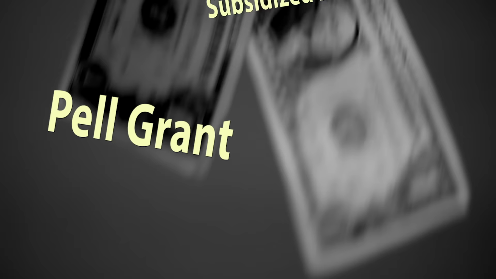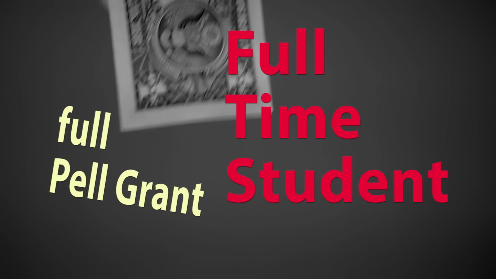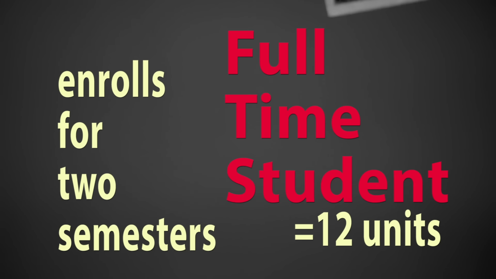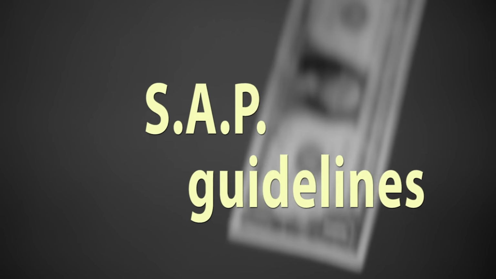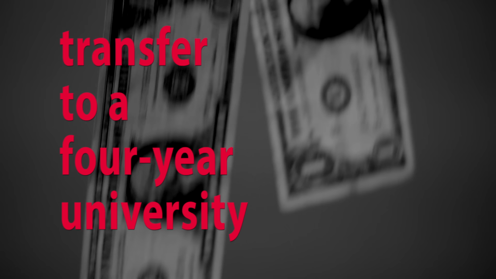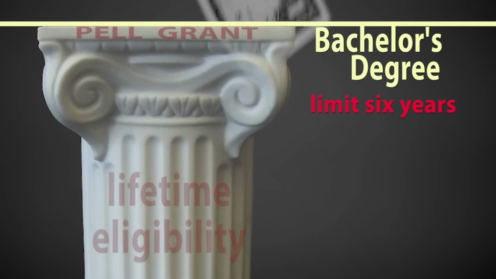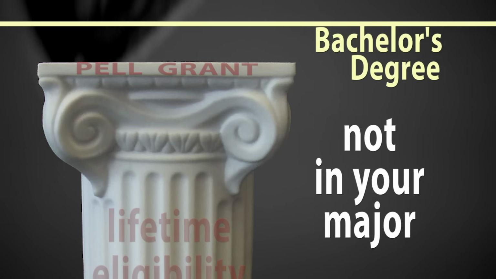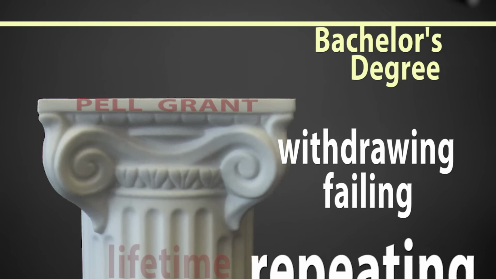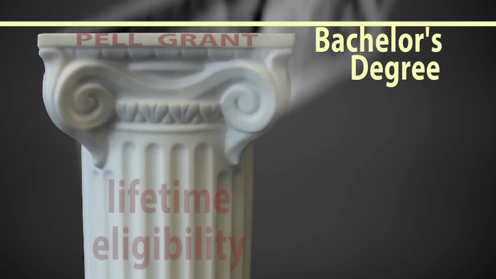If you qualify for a Pell Grant or a subsidized loan, you need to know the limits for these avenues of financial aid. A full Pell Grant distribution is given to a full-time student who enrolls for two semesters. As long as you continue to make academic progress, as per the SAP guidelines, and transfer to a four-year university within a reasonable time, you should have enough lifetime Pell Grant eligibility to complete a bachelor's degree. But if you're taking basic skills courses or classes outside your major, or if you're withdrawing, failing, or repeating classes while receiving a Pell Grant, you are losing part of your lifetime eligibility.